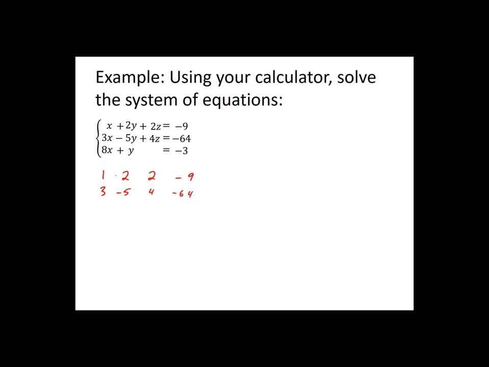Third equation will become our third row of the matrix. 8x plus y equals -3. So this will be 8 for our x term, 1 for y, and 0 for z, then our constant of -3. I'm going to write that as an augmented matrix. Remember, our vertical bar goes right before the constants, so between our third and fourth columns.